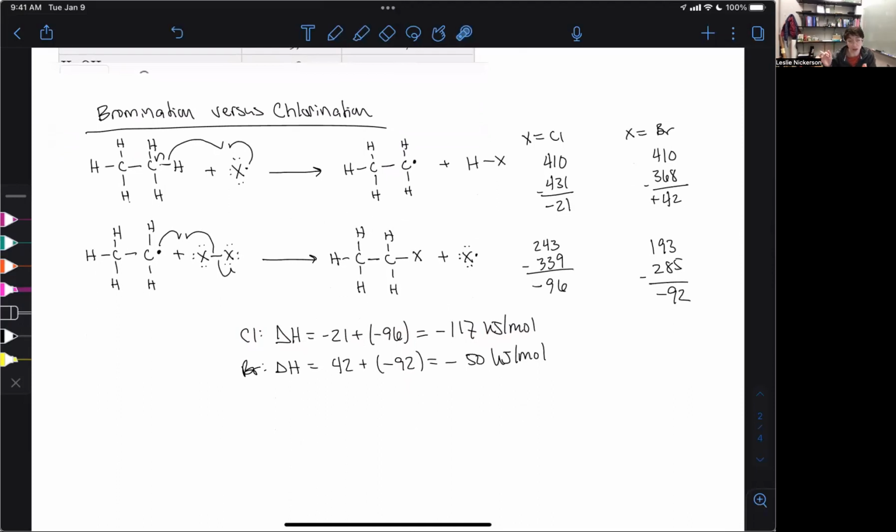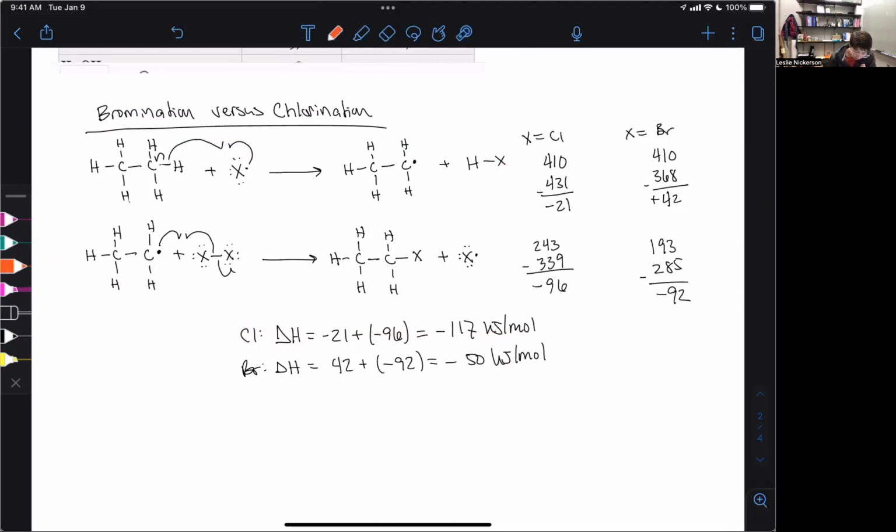So we're not really looking at initiation. We're not really looking at termination. These two propagation steps is where all of our rate determining steps occur. That's where our product is formed. So we're going to look more into those.